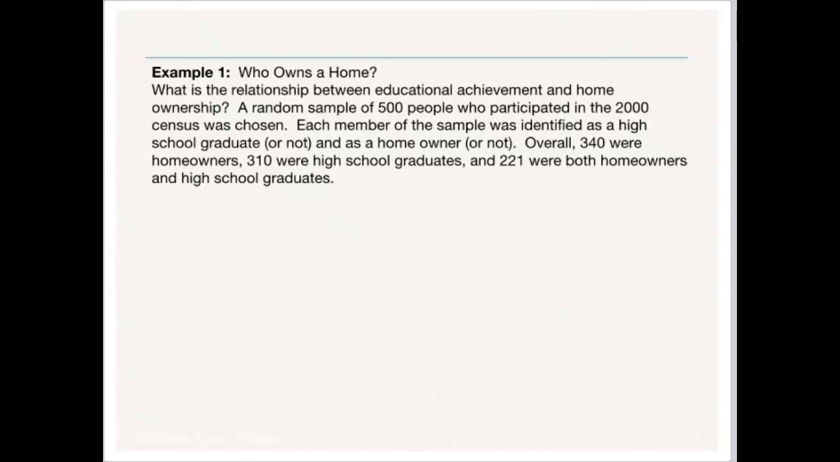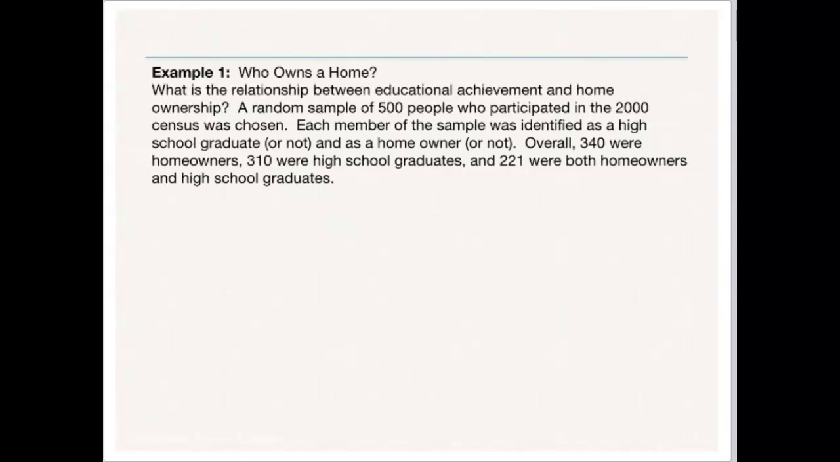All right, so let's take an example from start to finish and look at a two-way table and a Venn diagram that'll represent this data. So what is the relationship between educational achievement and home ownership? A random sample of 500 people who participated in the 2000 census was chosen. Each member of the sample was identified as a high school graduate or not, and a homeowner or not. Overall, 340 were homeowners, 310 were high school graduates, and 221 were both homeowners and high school graduates.